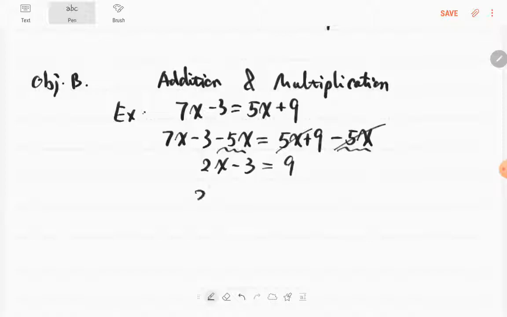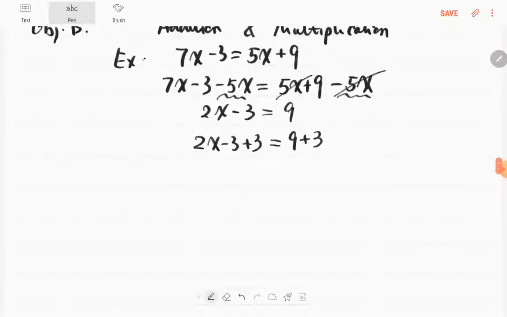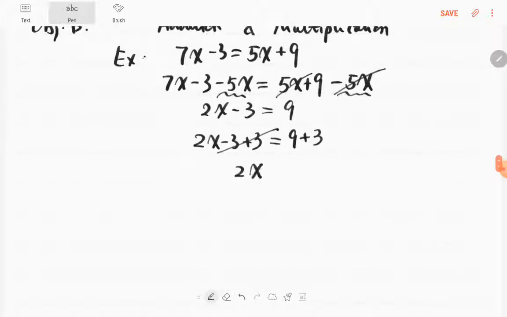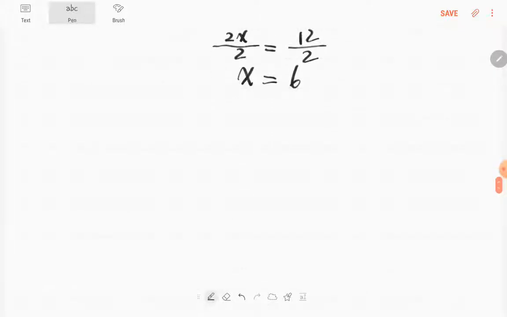Next step, I will add 3 to both sides to make only the x term there. After that, we will divide by 2 because 2 is the coefficient here for x. So x is equal to 6. Okay. All right, let's try to see another one.